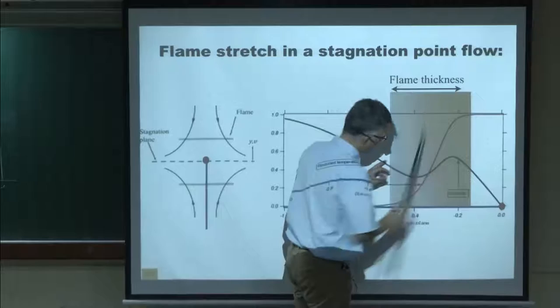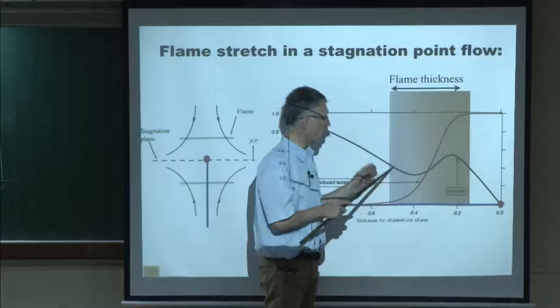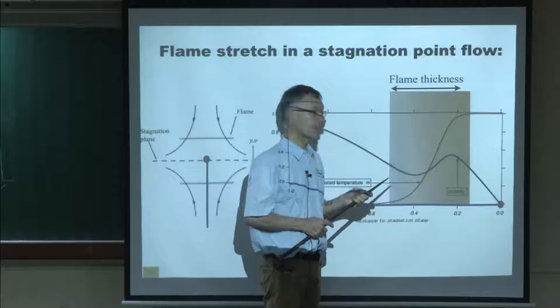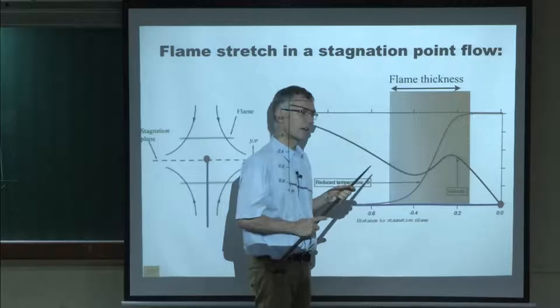And the whole game here on the stagnation point flame is, once you have this curve, how do you use it to deduce the speed? And that's the difficult thing to do. You know, which speed do you take? It's an ambiguous problem.